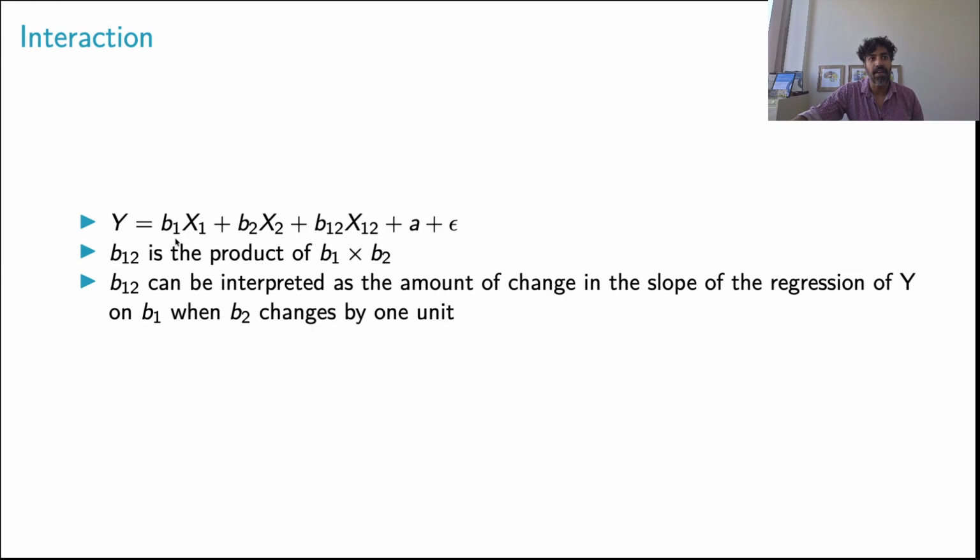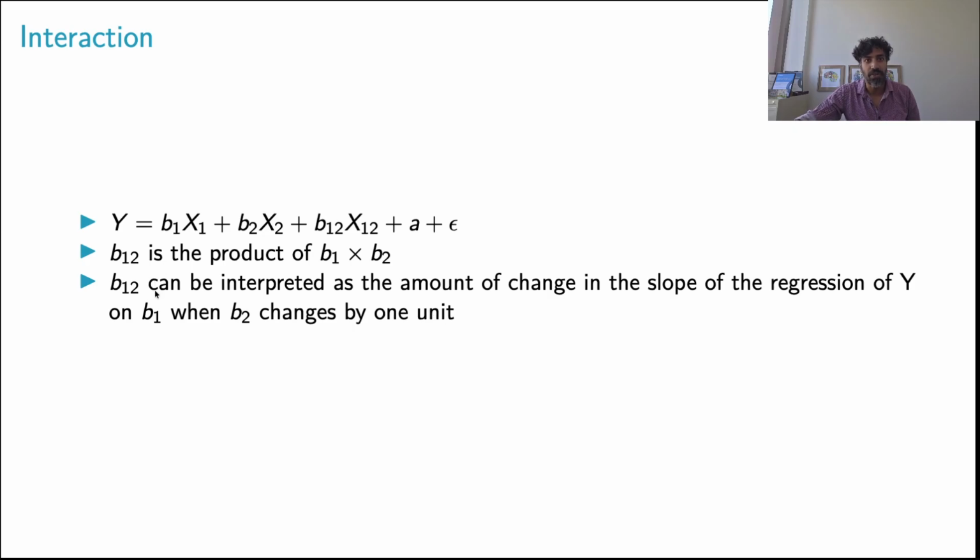You have your dependent variable y, you have variable 1, variable 2, and then here is 1, 2, which is your interaction, unique to an interaction equation where you have a multiplicative effect between 1 and 2. So B12 is the product of B1 and B2. And then B12 can be interpreted as the amount of change in the slope of the regression of y on B1 when B2 changes by 1 unit, right?